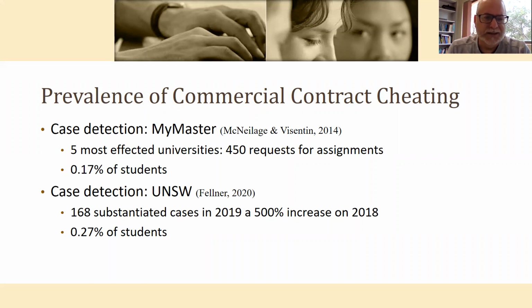Okay, so the detection is quite low, and at the University of New South Wales, where they increased their detection by using better methods of figuring out and substantiating cases of commercial contract cheating, their increased detection only accounted for 0.27% of their students.